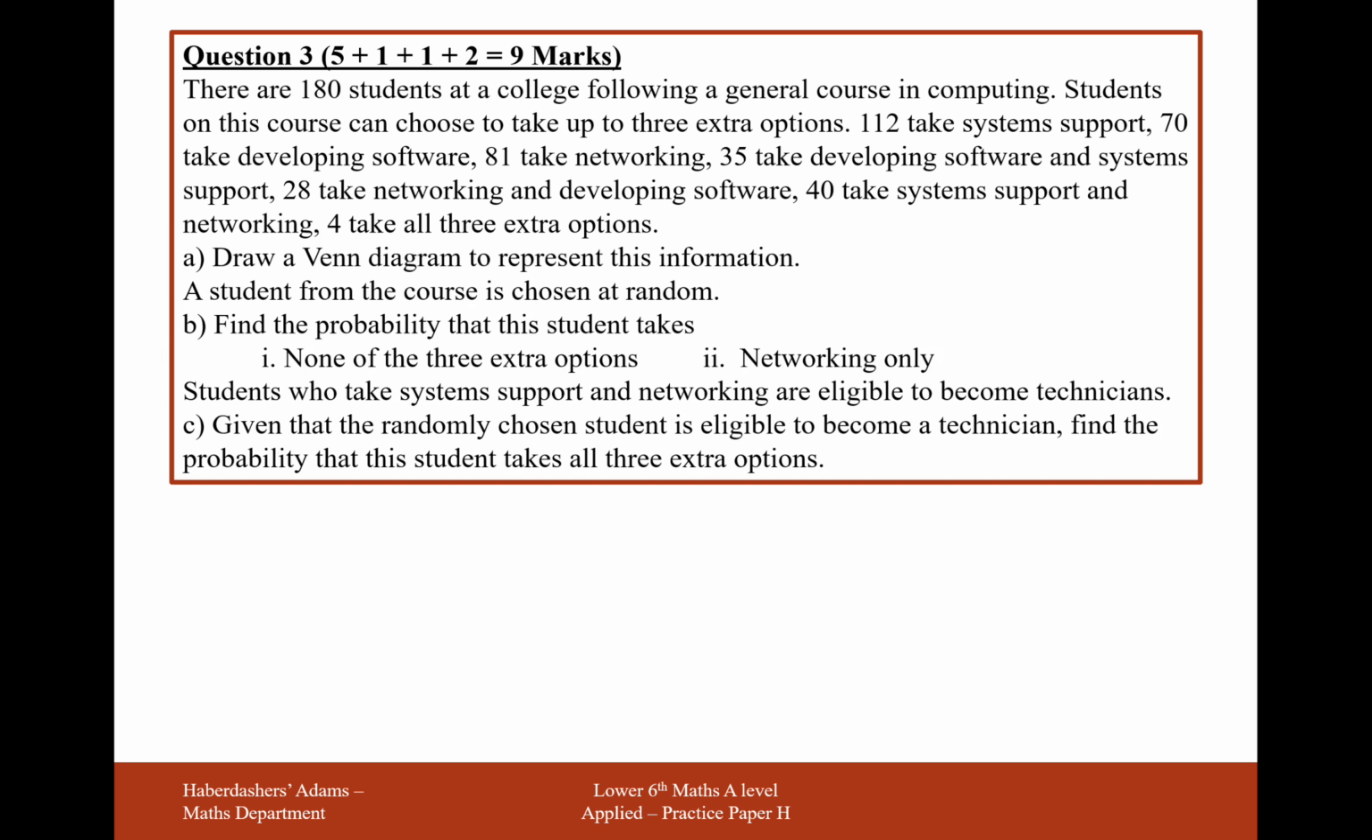Here we're working on a Venn diagram question. In this question we have 180 students at a college following a general course in computing. Students on this course can choose to take up to 3 extra modules.